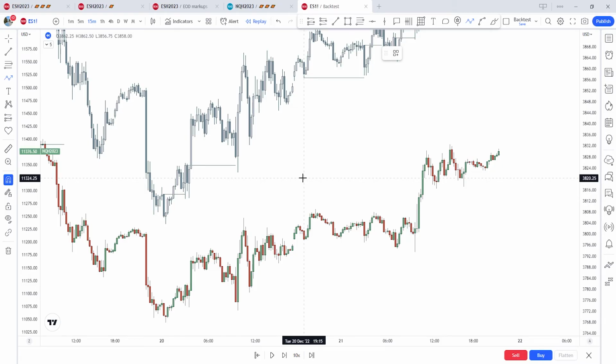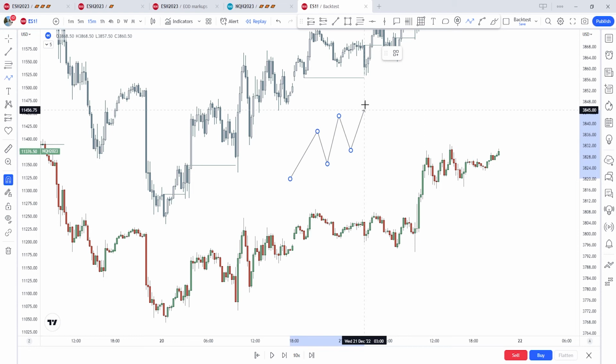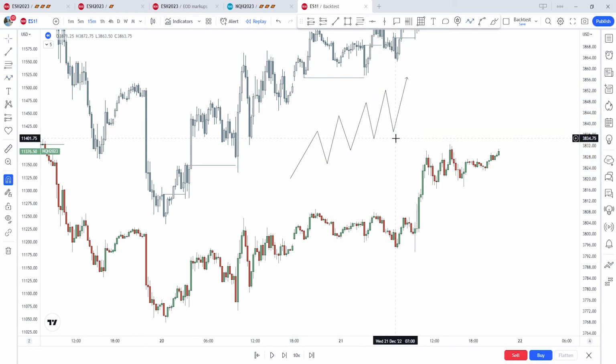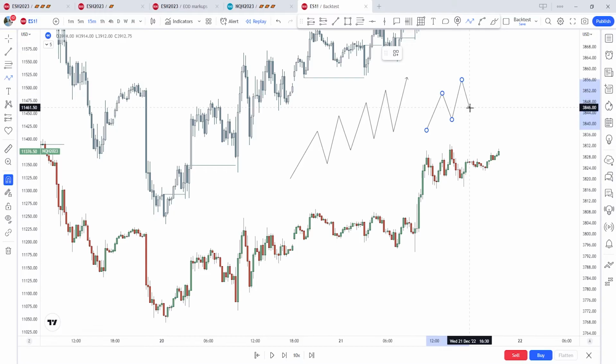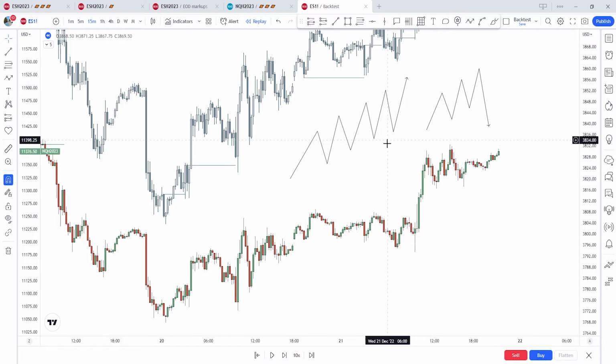So SMT is between two correlated pairs. Let's say this is E-mini S&P. It's making higher lows. Every low is higher than the previous one. Then we take NASDAQ, and if NASDAQ makes a lower low and doesn't make a higher low, then that indicates that in E-mini S&P there's heavy accumulation going on, because they should move in sync.